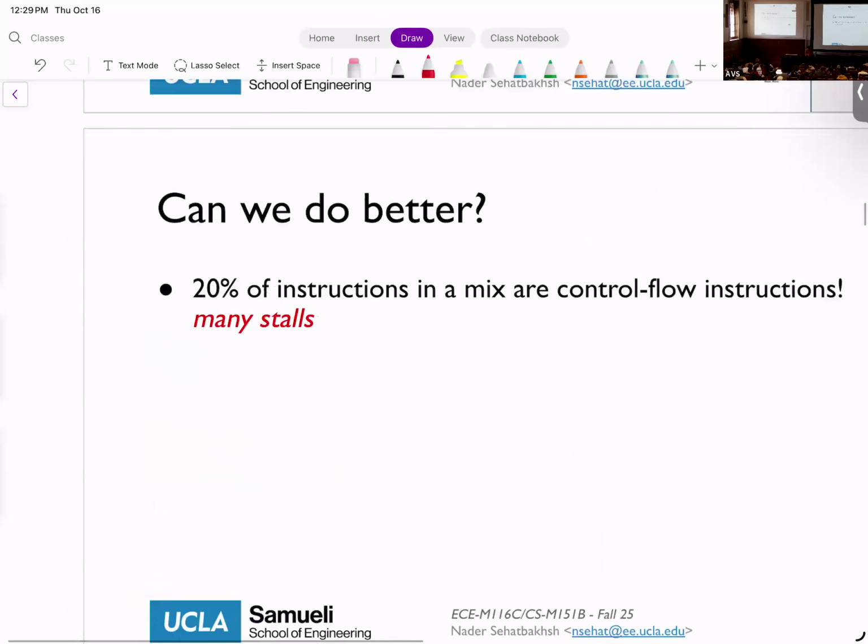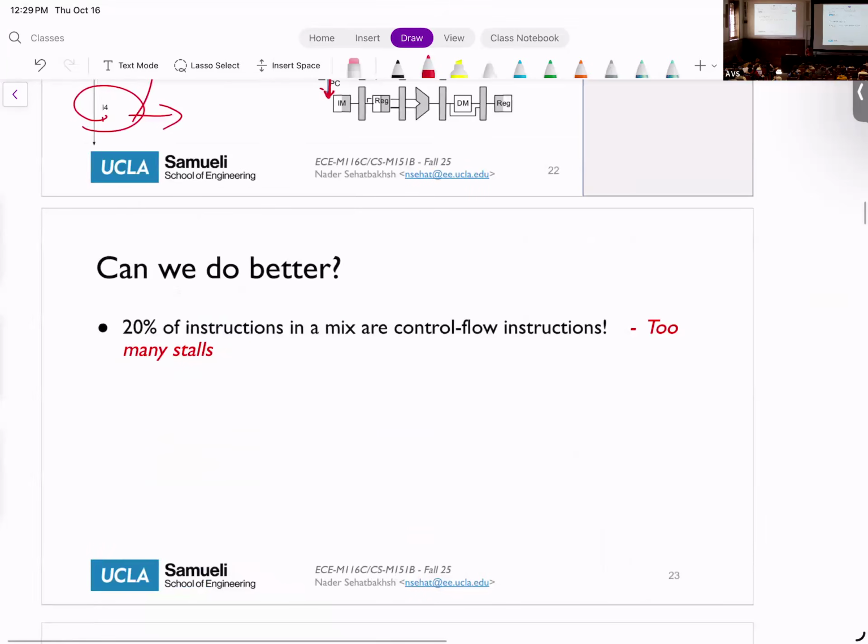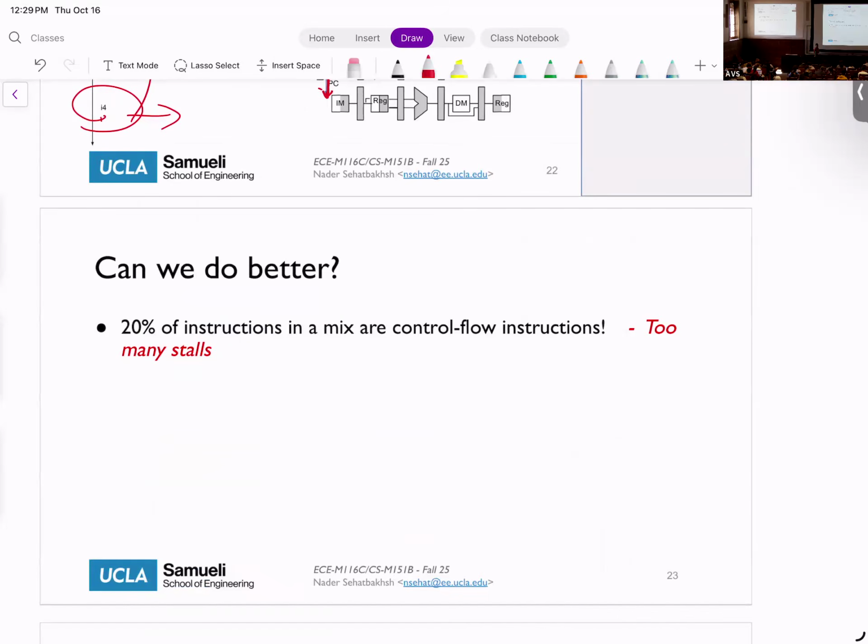All right, so let's see how bad this is. Branch instructions are actually quite common in most applications. On average, in standard benchmarks, 20% of the instructions are some form of a branch or a jump. Those are control flow instructions, okay?